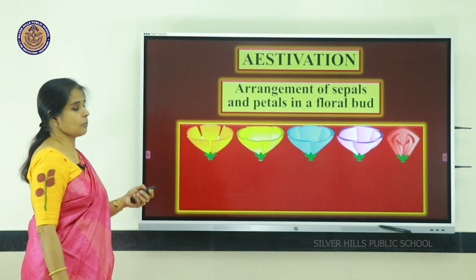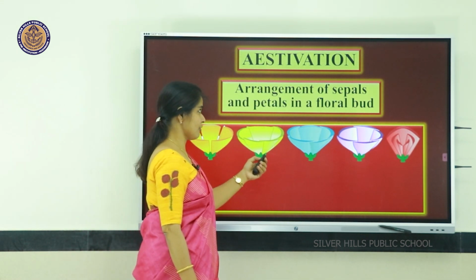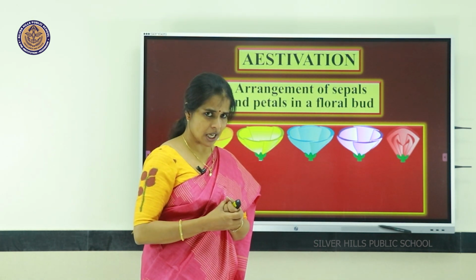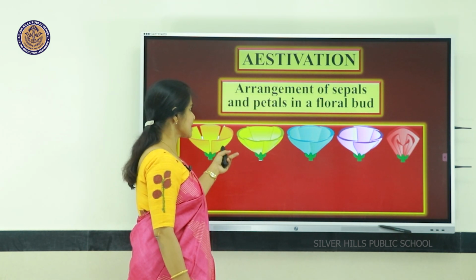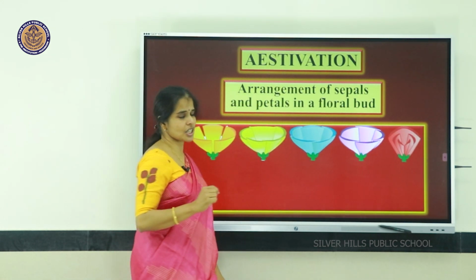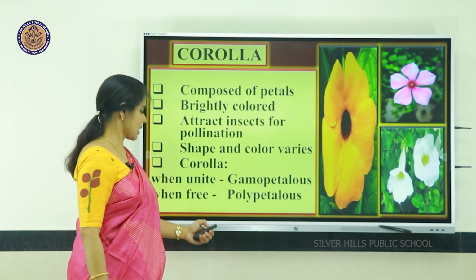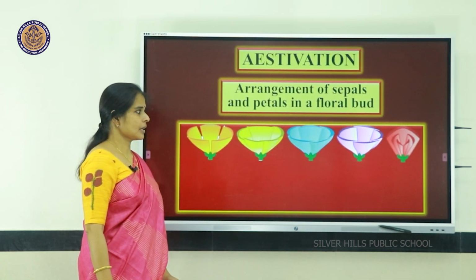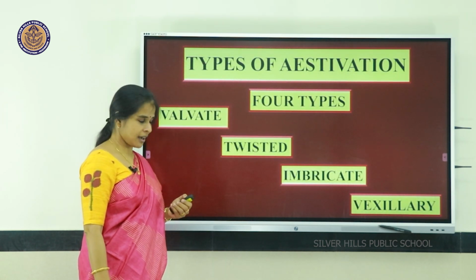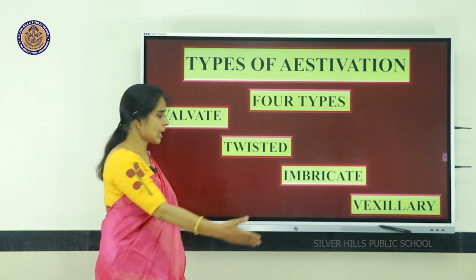Before moving to the third part, let us see the arrangement of sepals and petals in a flower. A particular arrangement is seen for petals and sepals in a flower. This arrangement of sepals and petals in a floral bud or on a flower, we call by the term aestivation. So, the arrangement of sepals and petals on a flower is known as aestivation. Aestivation is of four types. They are valvate, twisted, imbricate, vexillary.